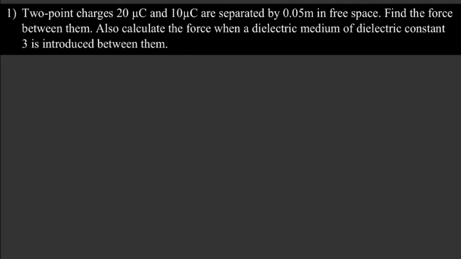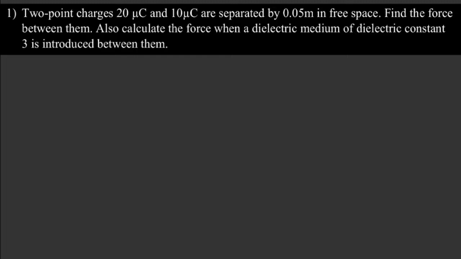The first numerical, as you can see on your screen: two point charges, 20 microcoulomb and 10 microcoulomb, are separated by 0.05 meter in free space. Find the force between them. Also calculate the force when a dielectric medium of dielectric constant 3 is introduced between them. I hope you got the numerical. First we need to understand the numerical properly and then we proceed to answering.